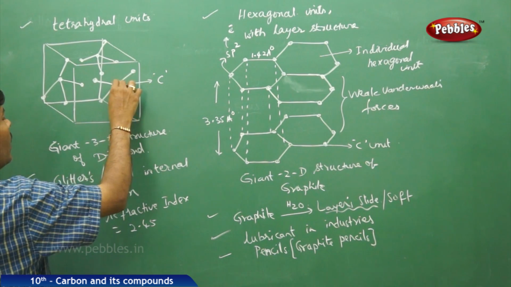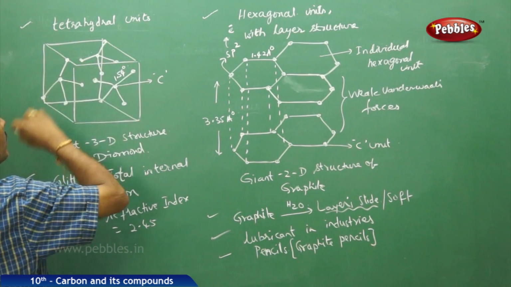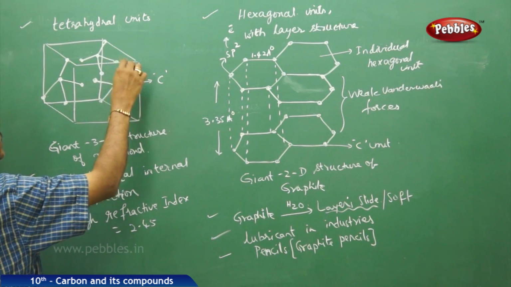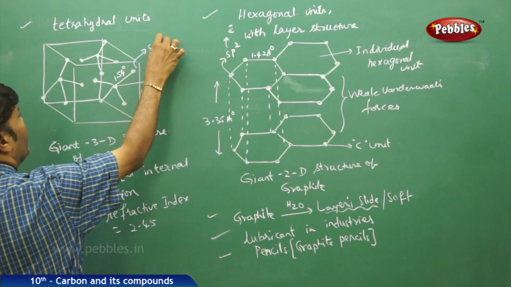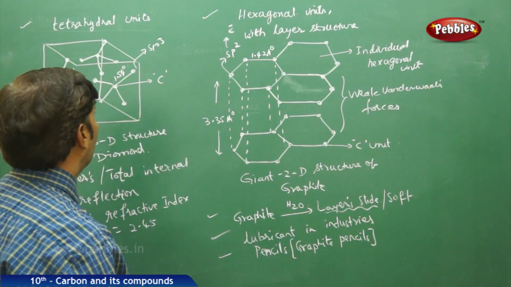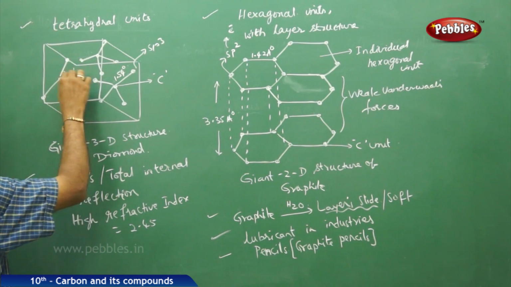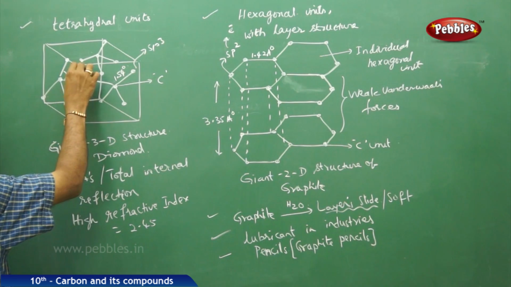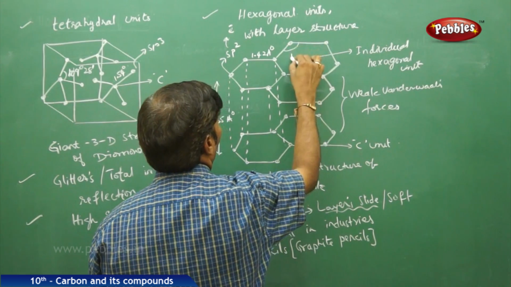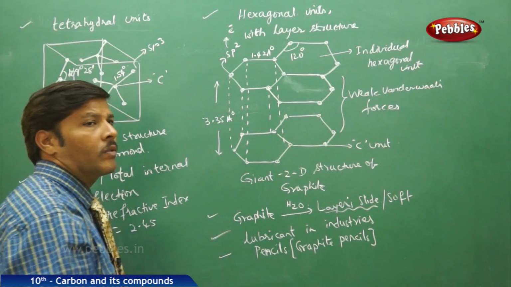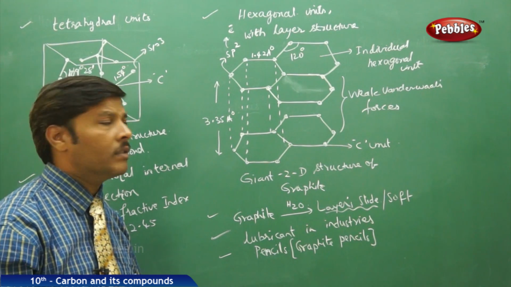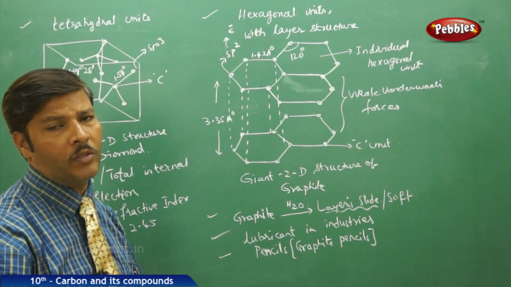And here the distance between the two carbons is around 1.54 angstroms, and this bond length is 1.54 angstroms, and each carbon in diamond undergoes sp3 hybridization. Here also, if you take the bond angle between adjacent carbons, the diamond bond angle is 109 degrees 28 minutes. In graphite, the bond angle between any two carbons is 120 degrees. So these are some of the comparing and contrasting points between diamond and graphite, which are the crystalline allotropic forms of carbon.